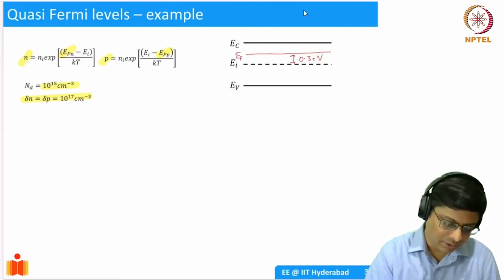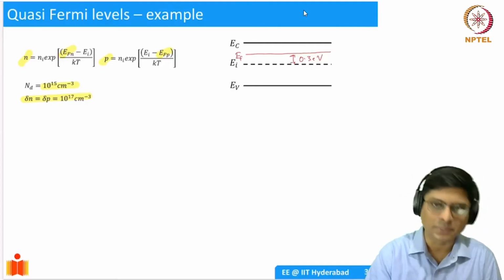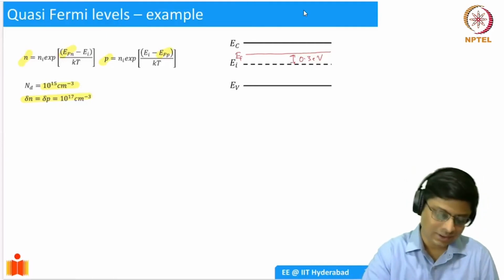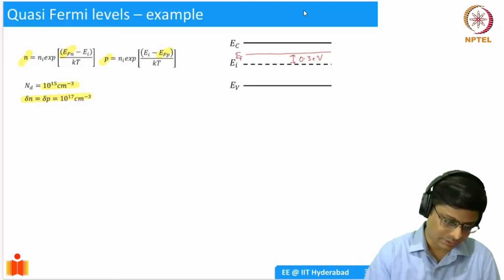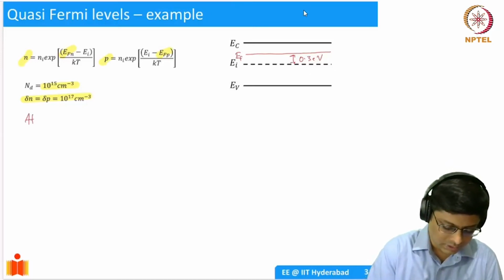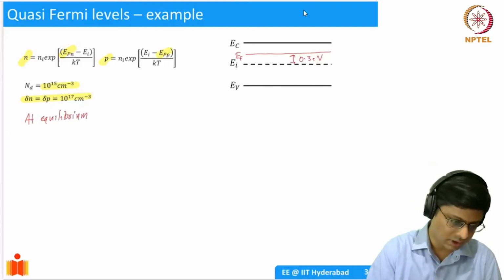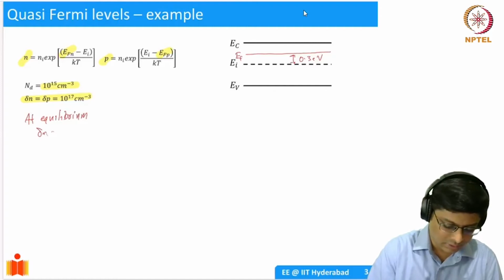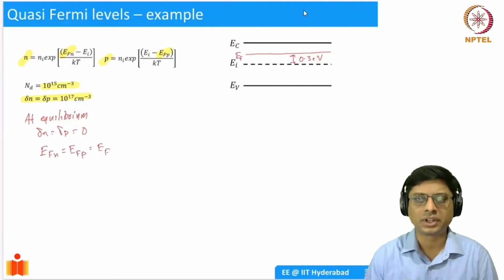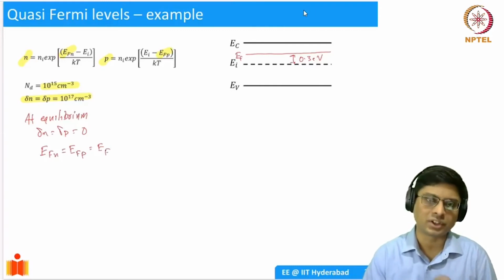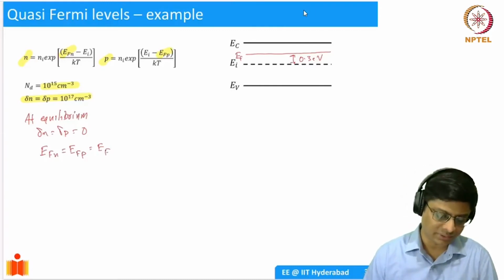In the equilibrium case, you can substitute the equilibrium carrier densities in the expressions. At equilibrium, delta N equals delta P equals 0. Therefore, EFN equals EFP equals EF. Please try to substitute these numbers and check it out. It will turn out to be this. This is an equilibrium situation.